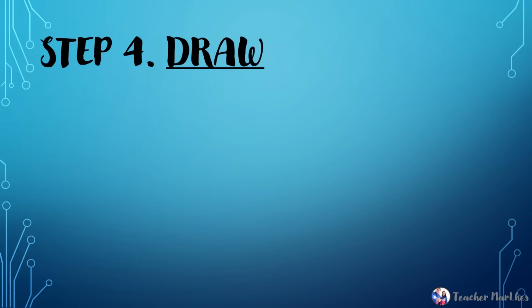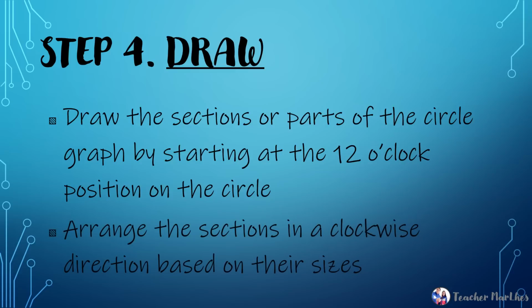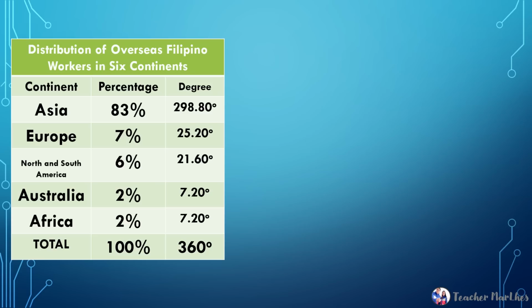So step 4, we need to draw the sections or parts of the circle graph by starting at the 12 o'clock position on the circle. Arrange the sections in a clockwise direction based on their sizes, so from largest to smallest. Let us draw the pie graph of the distribution of overseas Filipino workers in 6 continents.